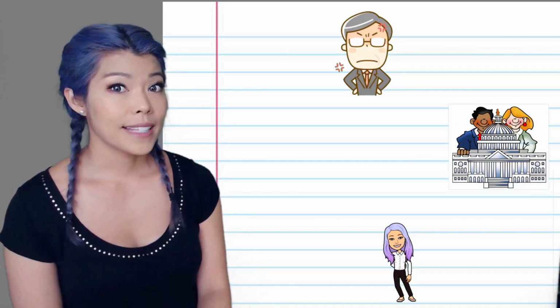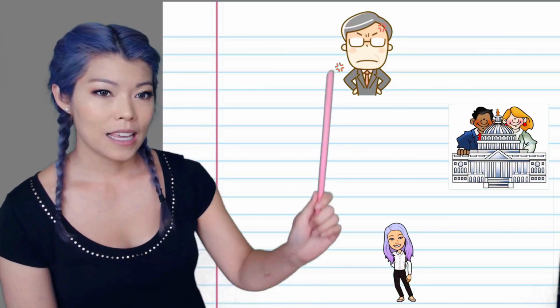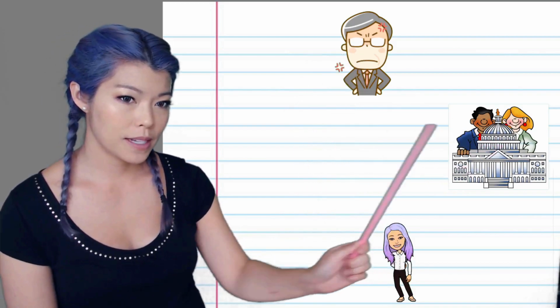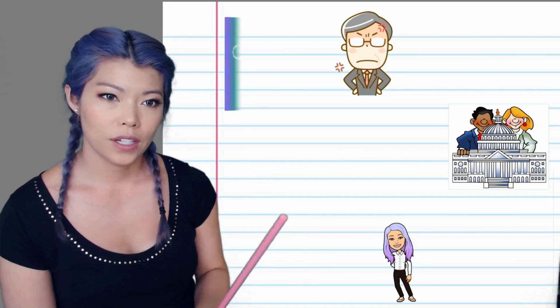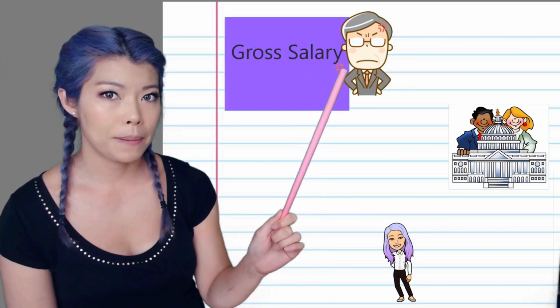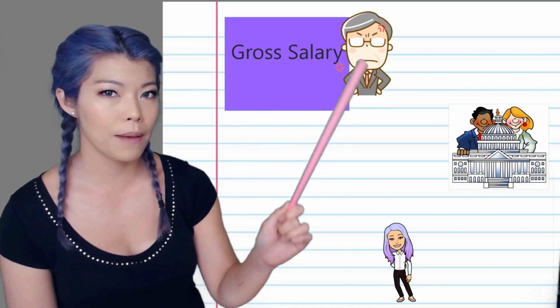There are a lot of words in taxes we have to learn. Here's your boss or your company, the government, and you or me. What are the words we have to learn? The amount that your boss or your company pays you is called the gross salary. It comes out of him.